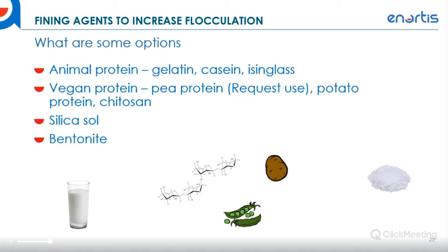Very good options, in fact. The pea protein is a fining agent that's used in the wine industry in many different countries. The United States doesn't currently have it listed on the TTB as an approved fining agent. It is an FDA GRAS approved product, so it's a safe, food-friendly product to use. It's just not listed by the TTB yet. So we're encouraging winemakers to request the use of pea protein from the TTB.